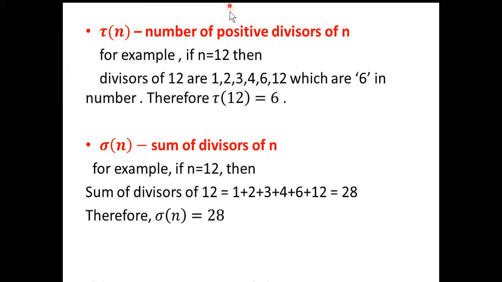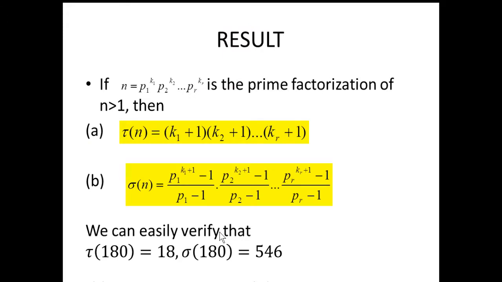So first is tau n, the number of positive divisors of n. If you have n equal to 12, then these are the divisors of 12: 1, 2, 3, 4, 6, 12. They are 6 in number. So tau 12 has value 6. This is sigma n, the sum of divisors of n. So for 12, what will be sigma n? That is the sum of all these numbers. That is 28.